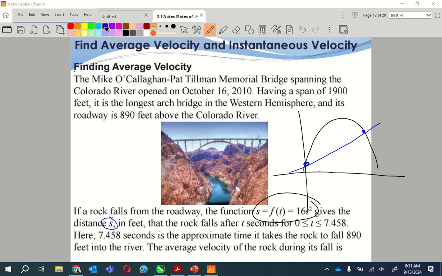Alright, anyway, so distance is my variable S when I'm talking about all this. Or another way that they like to refer to it is position. Where is it at? In feet. That the rock falls after t seconds for 0 to 7.458 seconds. Here, 7.458 seconds is the approximate time it takes for the rock to fall 890 feet to the river. Average velocity of the rock fall is, so we're gonna find this out.